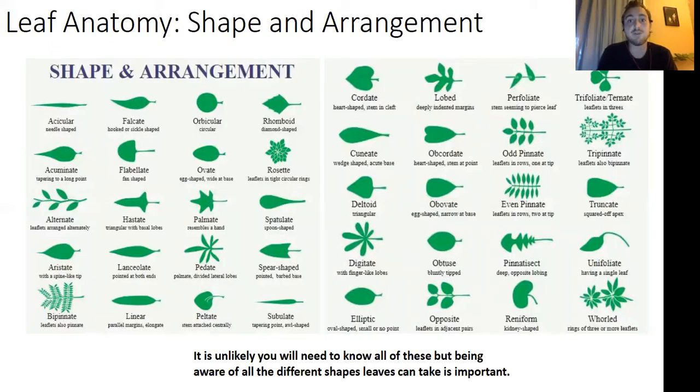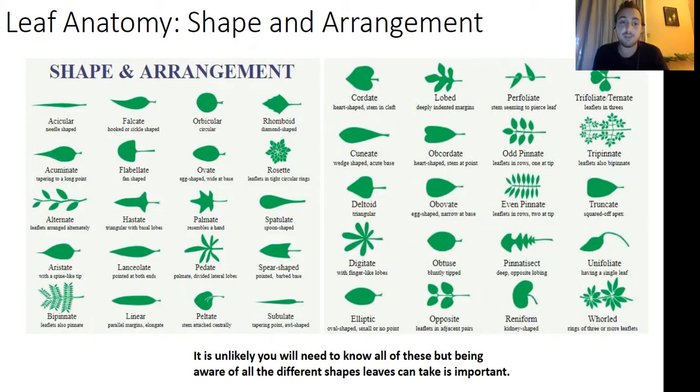So, leaf shape and arrangement. For our leaf anatomy, there are many, many, many types of leaf shape and arrangements. It is not likely you'll have to be familiar with all of these, but being aware of the different shapes leaves can take is important when you start with identification. There is lots of variability within and between species. But I will highlight a few.